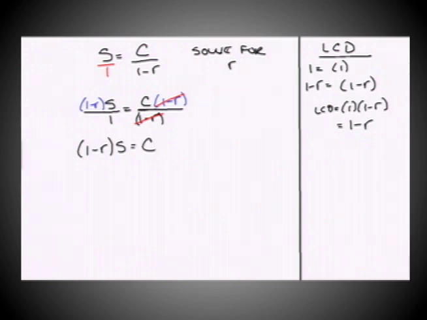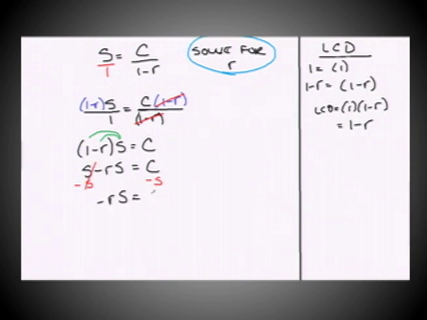So you're probably getting the urge now to do some distribution. And we end up with S minus RS equals C. Now, just as a reminder, our target variable is R. So that's the one we need to solve for. So I'm just going to subtract this S that's hanging out by itself off of the left-hand side. And I'm left on the right now with C minus S.